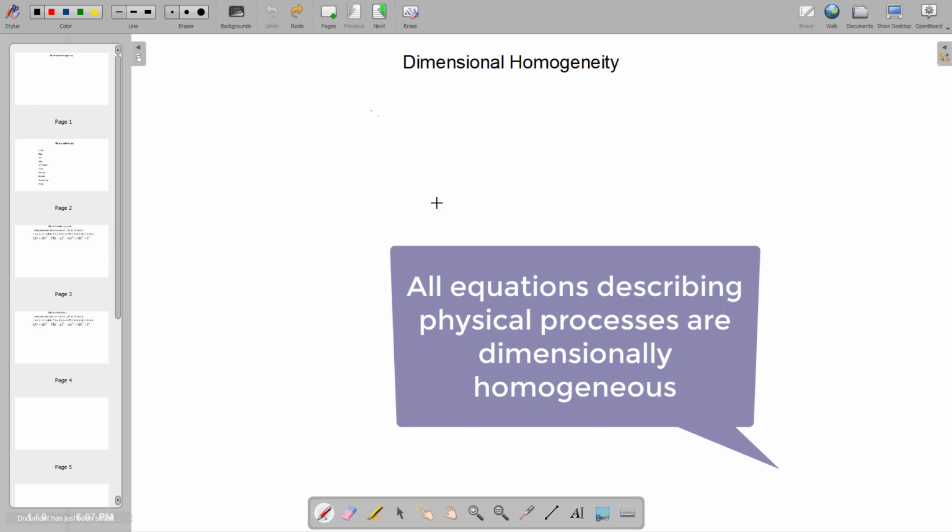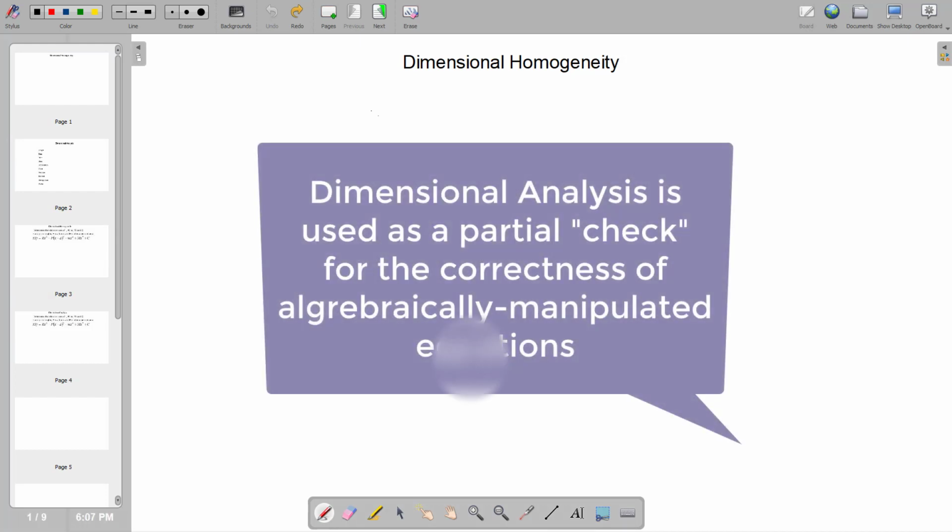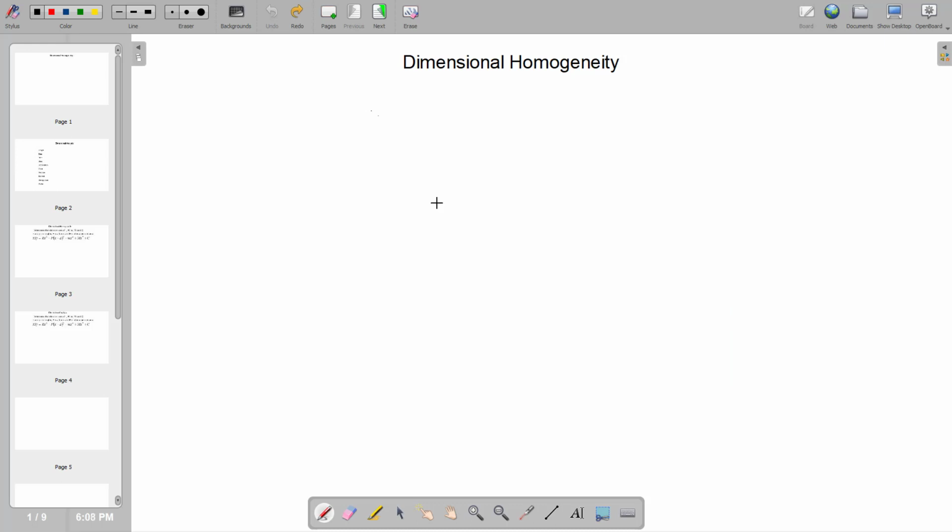So we use this as a partial check for algebraic manipulations of equations. If we manipulate an equation a bit, we can check if all the terms in that equation have the same units, or are dimensionally homogeneous, and then we know it's a partial check. We know at least we are on the right track.